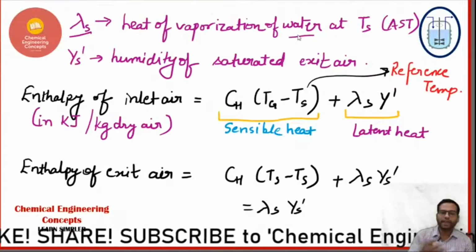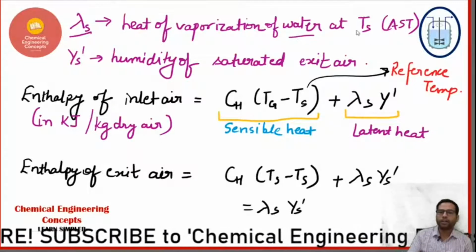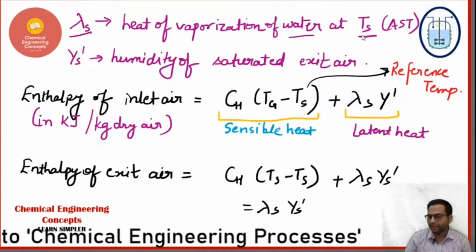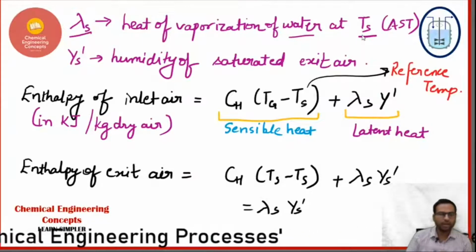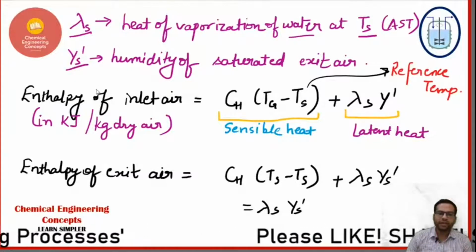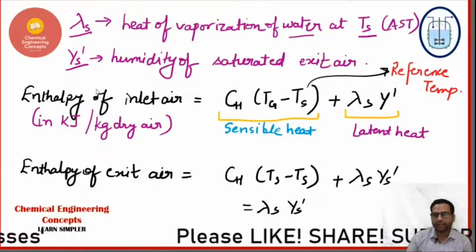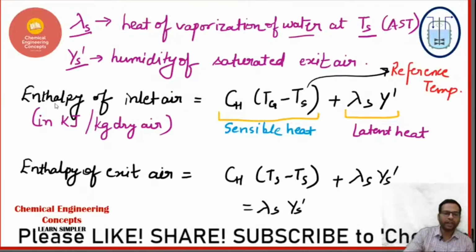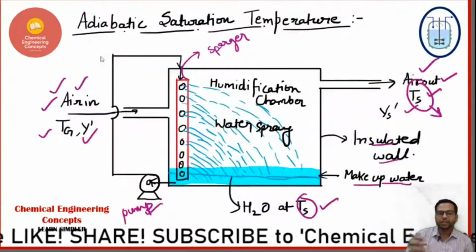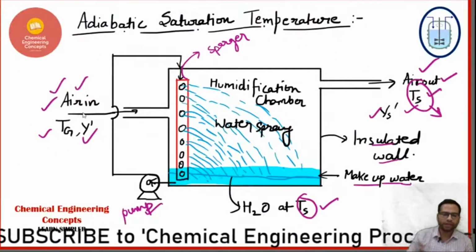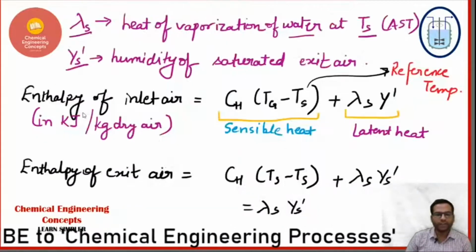And lambda s is the heat of vaporization of water at this temperature Ts, because water is present at this temperature, the adiabatic saturation temperature. This Ys dash is the humidity of saturated exit air, right? So Y dash is simply for the inlet and Ys dash is for the outlet. You should note that. At the outlet we have the saturated condition.